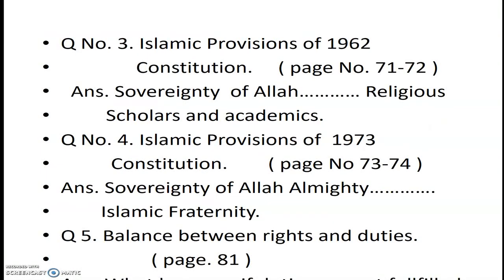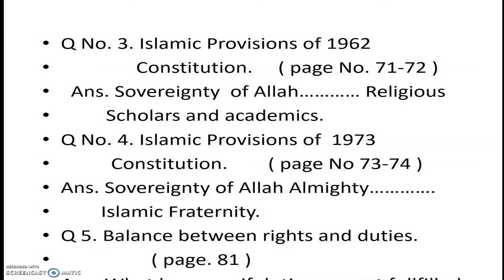Long question number 3. Give an account of the Islamic provisions of the 1962 Constitution of Pakistan, on page number 71 to 72. The answer is sovereignty of Allah to religious scholars and academics. Question number 4. Give an account of the Islamic provisions of the 1973 Constitution of Pakistan on page number 73 to 74. The answer starts from sovereignty of Almighty Allah to Islamic fraternity.